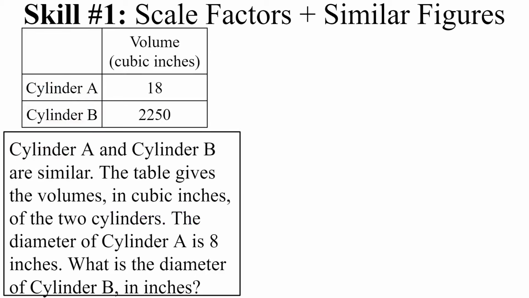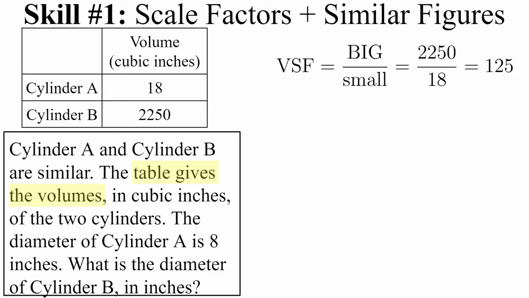Okay, another thing they will do to make these a little bit harder is they will give you a table and actually make you compute the scale factor. It really just adds one more step of work, as long as you understand that a scale factor is big over small. So for this one, we're going to look at the table, and they give us the volume, so we're going to use that to find the volume scale factor. So the volume scale factor is big over small. 2250 over 18. Put that in a calculator, it gives me 125.